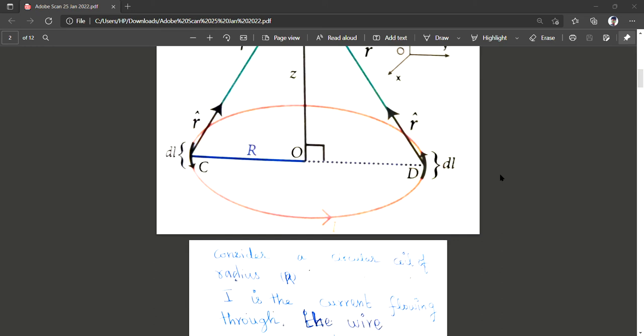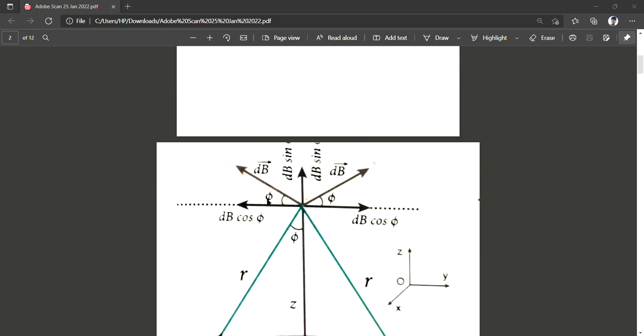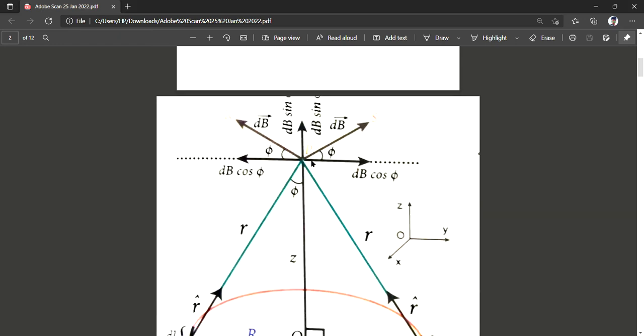Now you have to find out the magnetic field at the point P. The magnetic field dB can be resolved into two components. One is the vertical component, dB sin phi, and another is the horizontal component, dB cos phi, along the y direction. This is the y direction. And dB sin phi along the z direction. The horizontal components are equal in magnitude but opposite in direction, so they cancel.